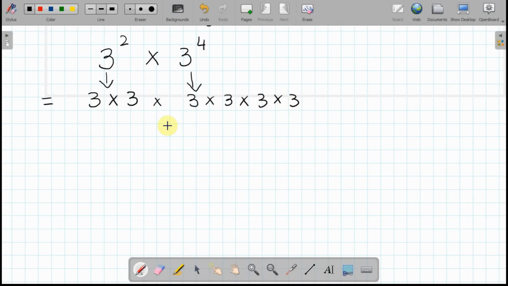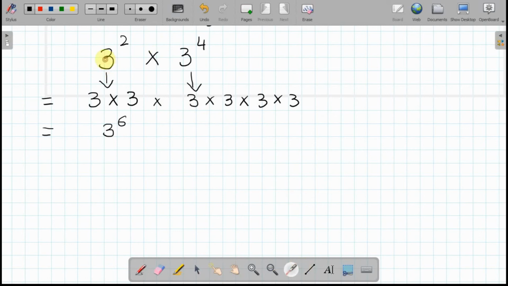Now, if I was to write this as a power, I need to see how many times 3 is multiplying by itself. So that's 1, 2, 3, 4, 5, 6. So this number in index form is 3 to the power 6. Because there are six 3s multiplying by itself, right? 1, 2, 3, 4, 5, and 6. But if I had to do these calculations in this way every single time, it would be quite tricky. So there's an easier way.